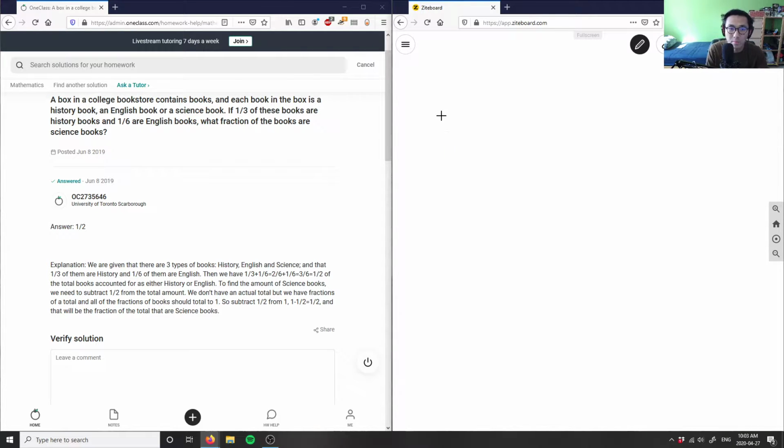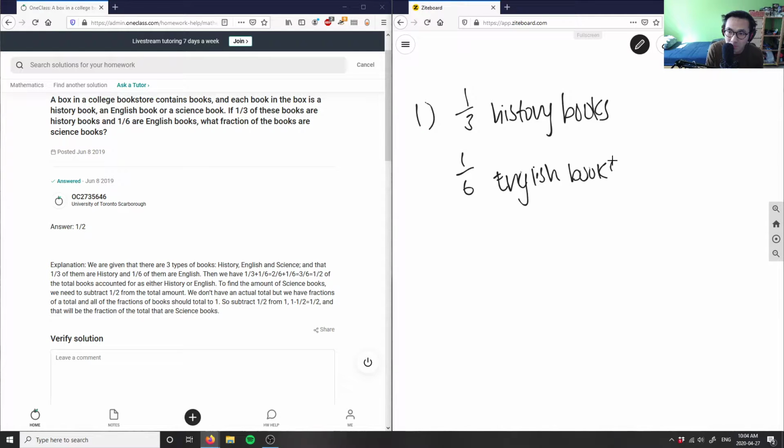There we go. Okay, so it says a box in a college bookstore contains books, and each book in the box is a history, English, or science book. 1/3 of these are history books, and 1/6 of these are English books. And then what fraction are science books?